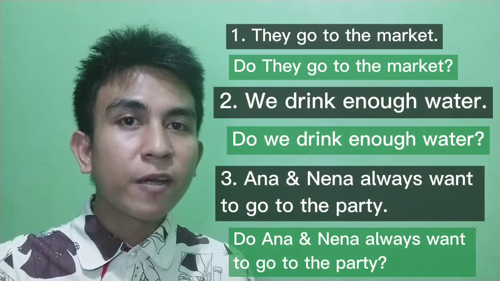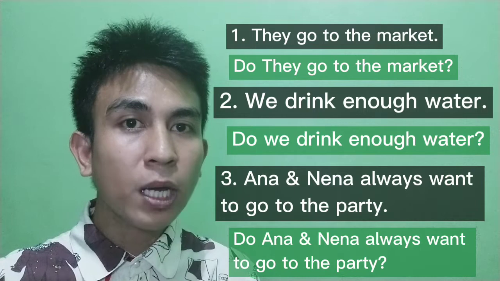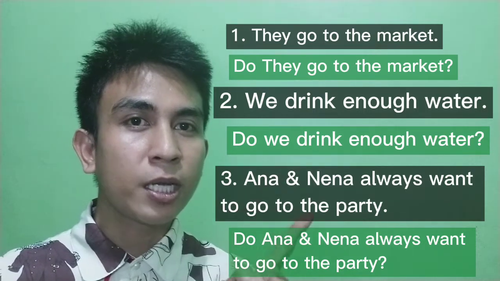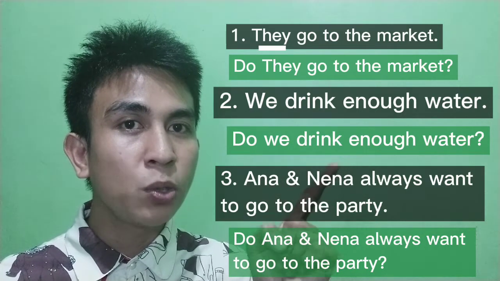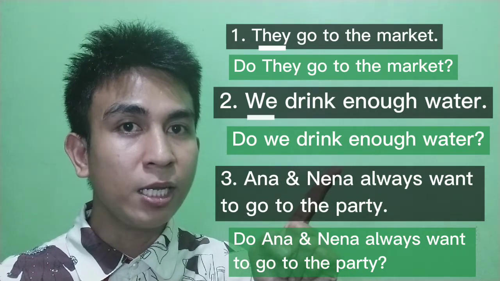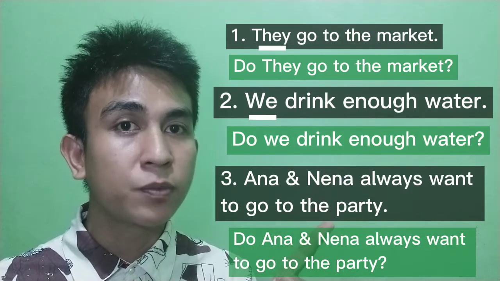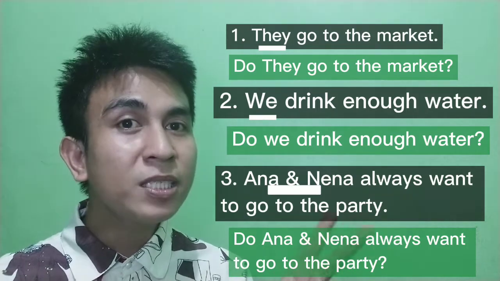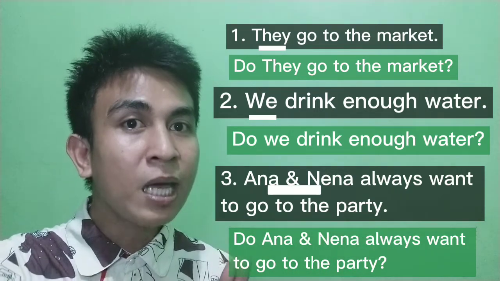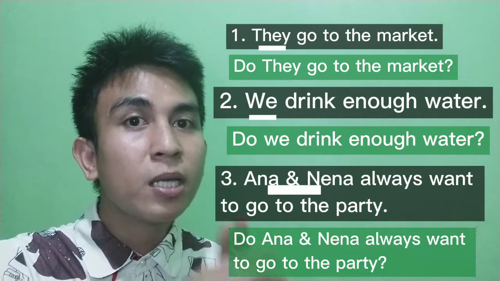Okay, let's observe that the agreement between subject and verb is in plural agreement. So in the first sentence, we have the pronoun they. And in the second sentence, we use the pronoun we. And in the third one, we use the compound subject, which is Ana and Nana. Okay, so ibig sabihin marami. Marami sila. That's why we used do.